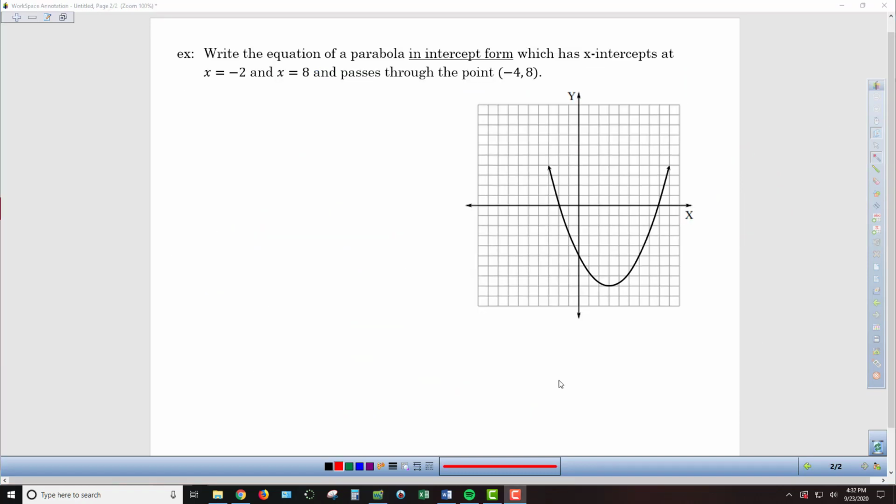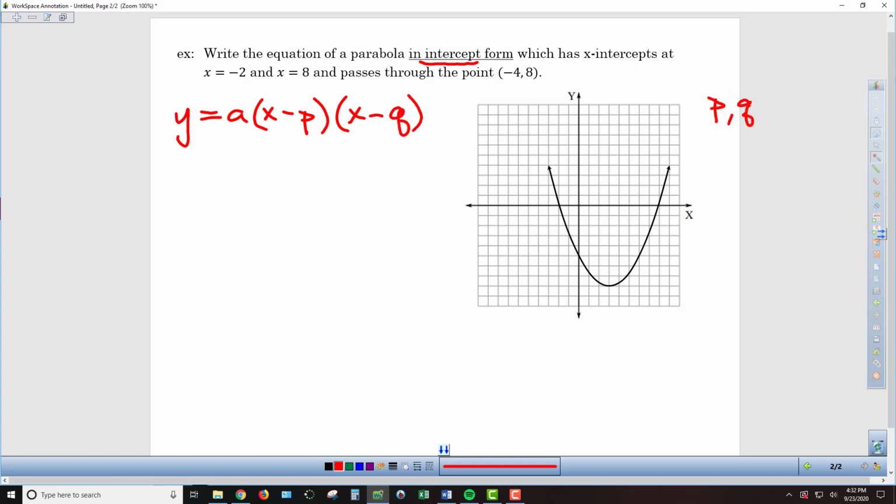In our second example, we're this time asked to write the equation of our parabola in intercept form. So just like we did on the previous example, where we right away wrote down what vertex form looked like, I'm going to do the same thing here, but this time for intercept form. From our previous study, hopefully we remember that that's a times x minus p times x minus q, where p and q are x-intercepts.